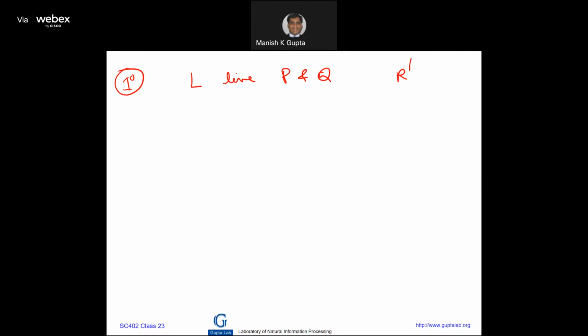Now we reflect R prime in the x-axis, and we get a point R. Actually, P plus Q is equal to this R.